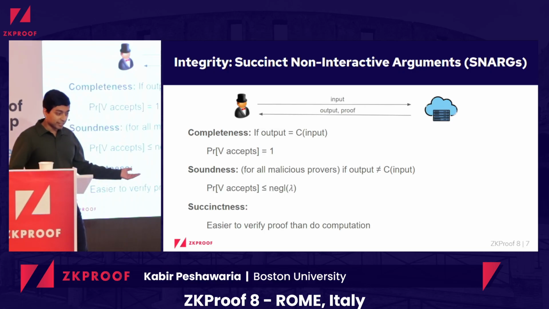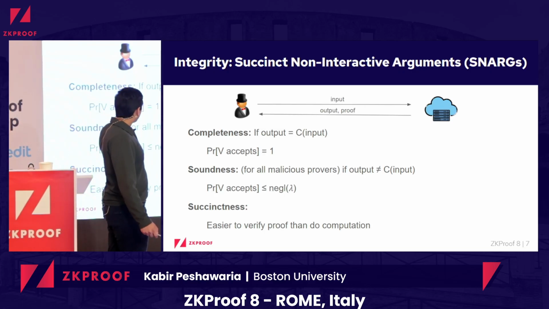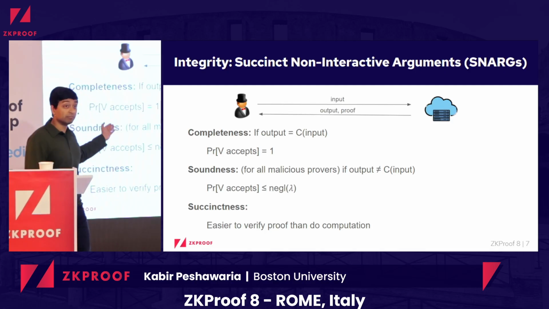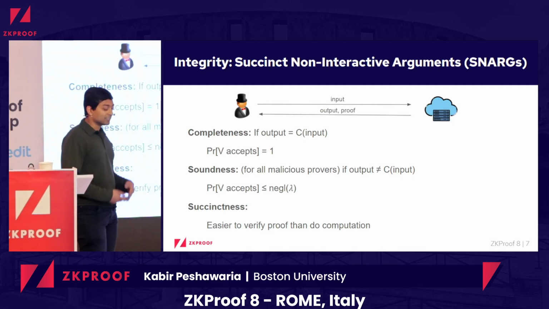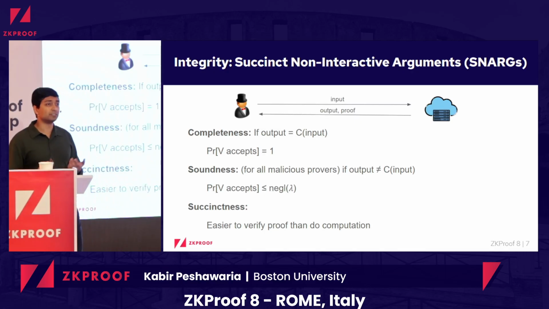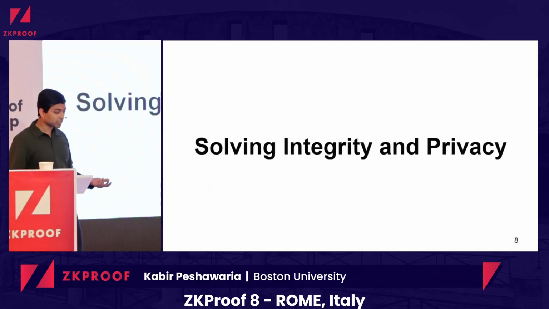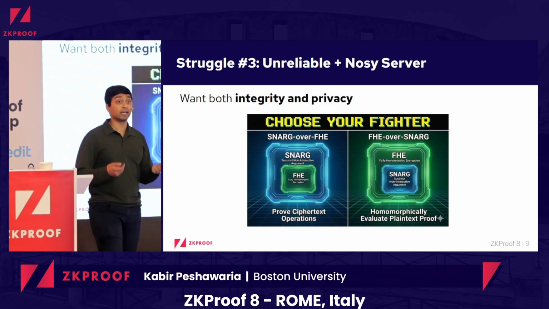We can also solve integrity with SNARKs. Hopefully, I don't need to define a SNARK to this audience, but we need completeness, soundness, and very importantly, we need succinctness. The whole point of these delegation schemes is that the client should gain something. It should be easier to verify the proof than to do the computation by themselves. So the question is, how do we get both? How do we solve for integrity and privacy?